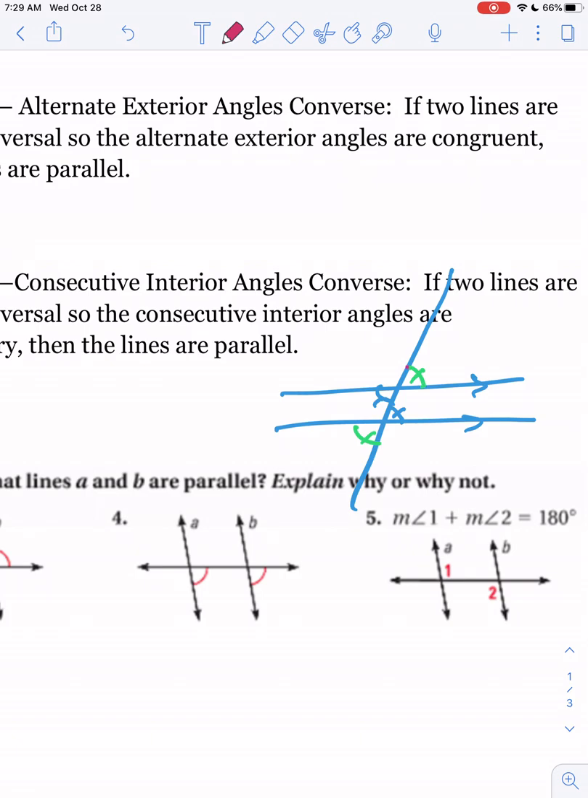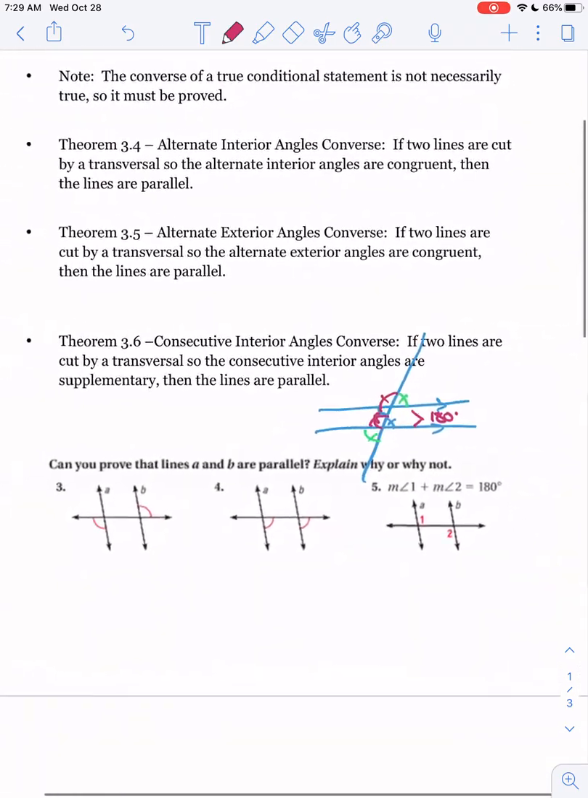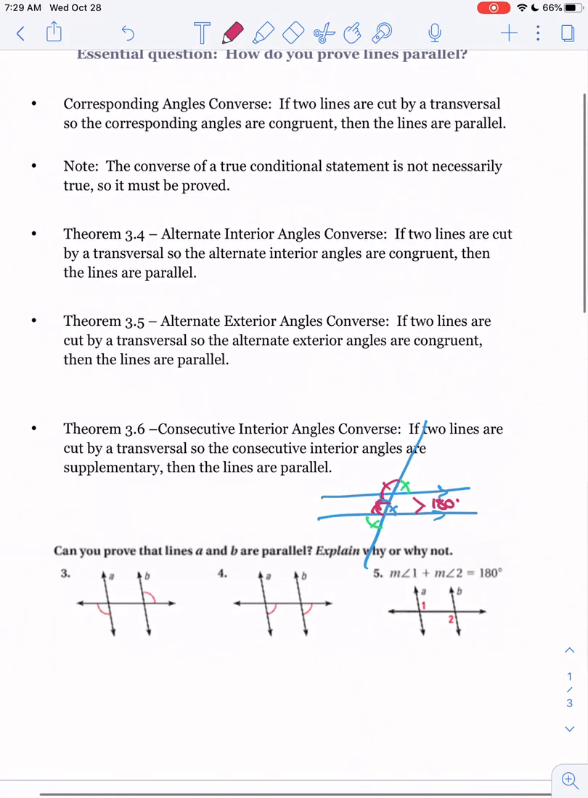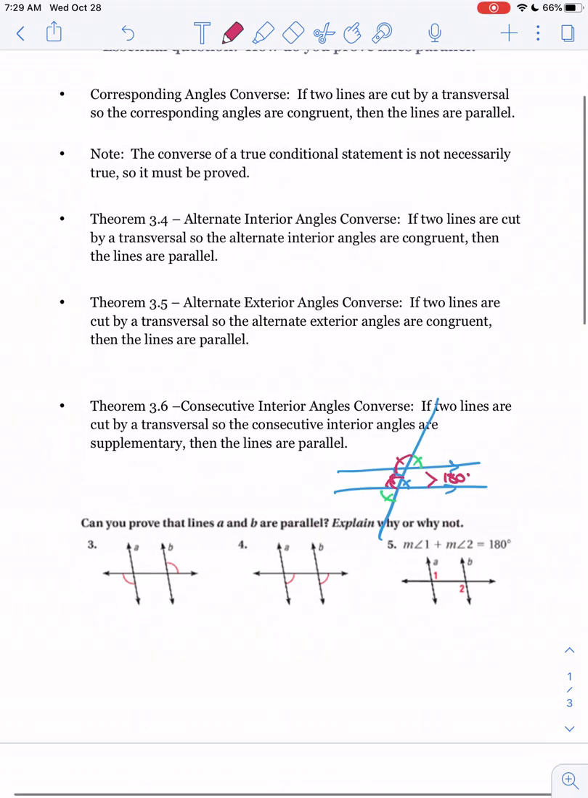Let's see, we'll go here and here. And then we said consecutive interior angles are supplementary. Now we're going to use the converse of that. We're going to go backwards. We're going to say if those angles are congruent or supplementary, then we know for sure that the lines are parallel. So we're just going to use that same idea but go backwards.